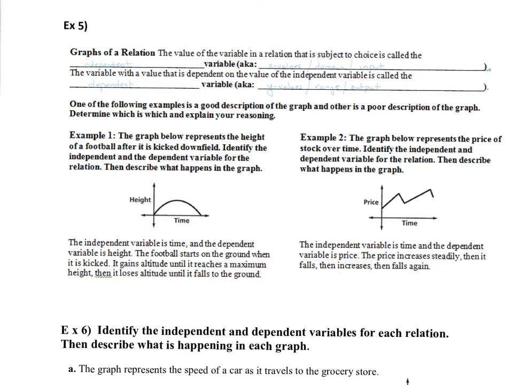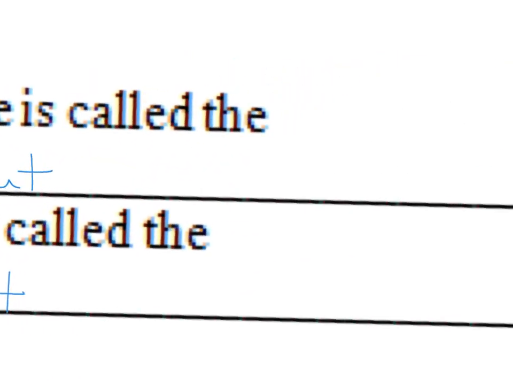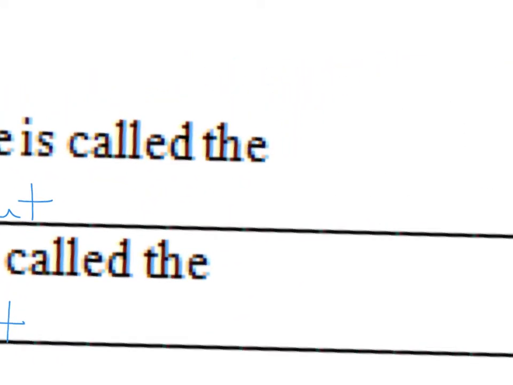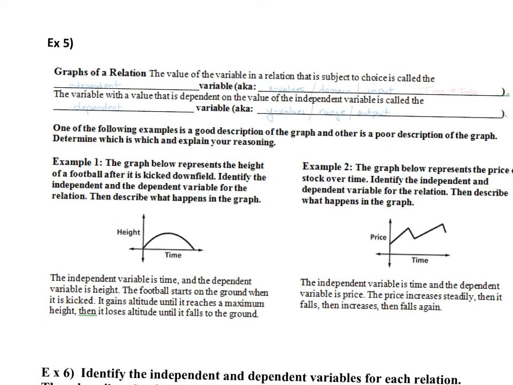Now, with that being said, in fact, I'm going to put that in there right now. Time is always going to be independent, okay? So time will always be independent, okay? All right, and so we have independent and dependent. Now, dependent would be your Y values, okay?